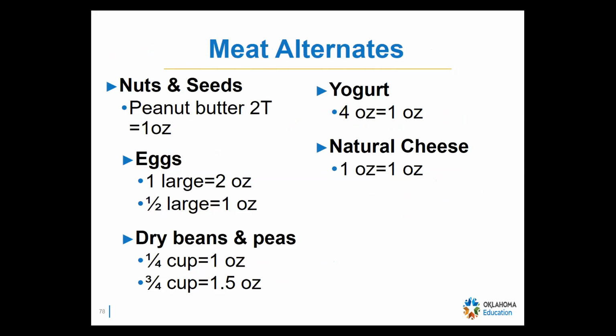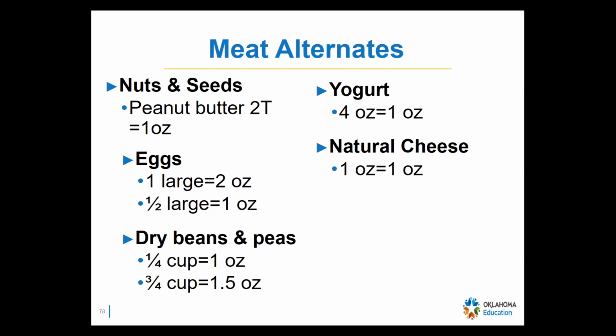These are just some examples of meat alternates and their serving sizes. Sometimes people get confused about this. Yogurt is one that can be served, peanut butter is served a lot, and cheese. So again, these are just some highlights, and these actually go for both programs, National School Lunch and CACFP. The serving size right here is the same.